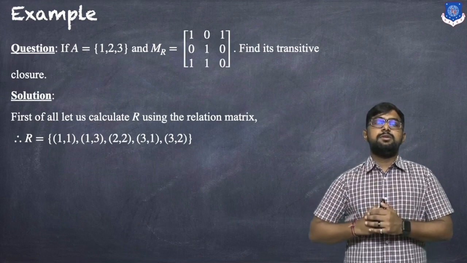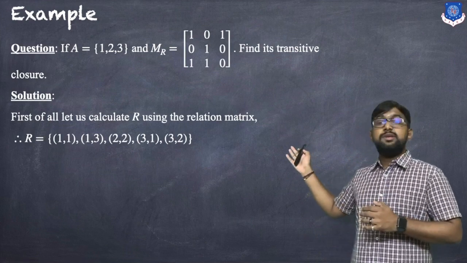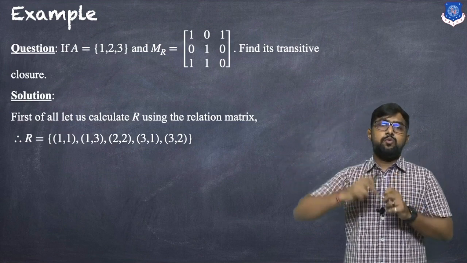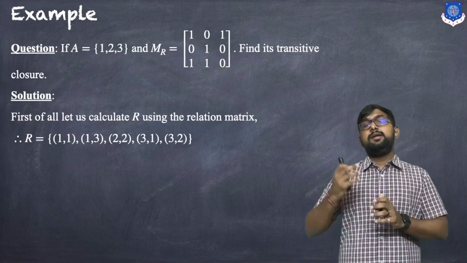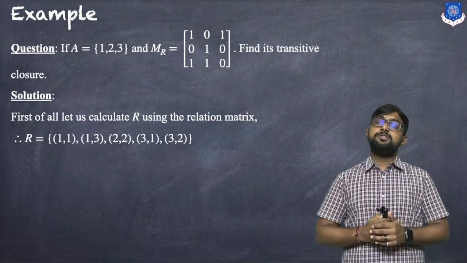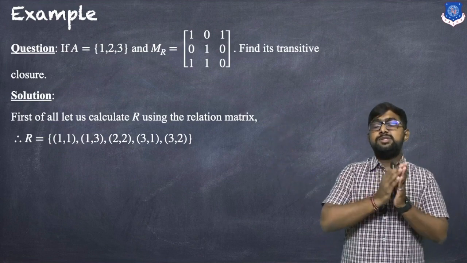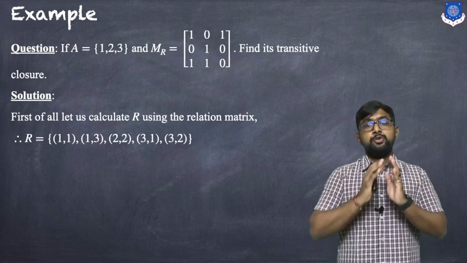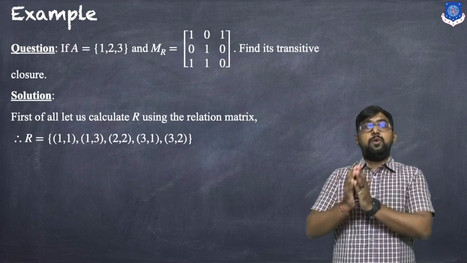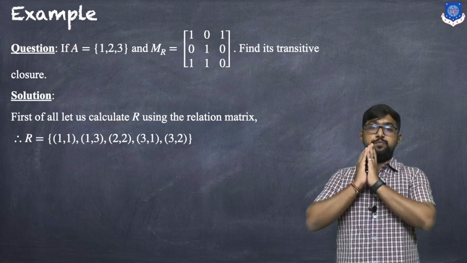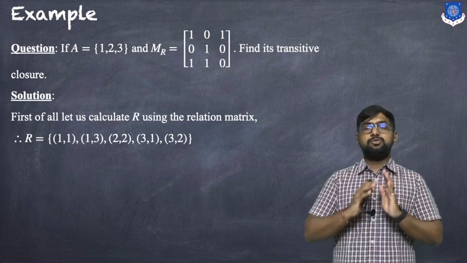Now come to the second row. In the second row and second column, 1 is there, so (2, 2) will be there. Now come to the third row and first column, which is 1, so that means (3, 1), and in the same manner (3, 2). So the relation has the entries (1, 1), (1, 3), (2, 2), (3, 1), (3, 2). This is the relation.